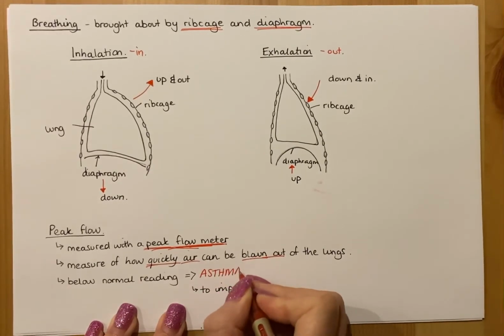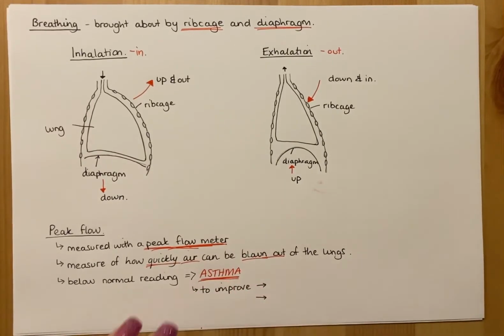So anyone that might have ever been tested to see if they have asthma before will have blown into a wee tube with a wee scale on it. When you blow into that, it moves a wee marker, and if you don't blow that very hard or it doesn't come out very fast, that basically means that you might have asthma.